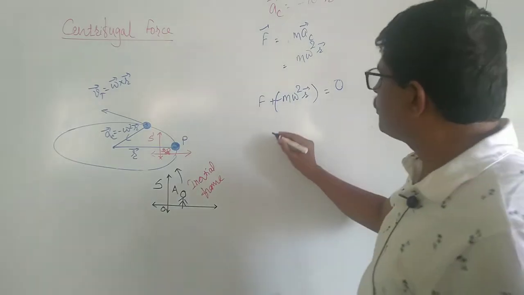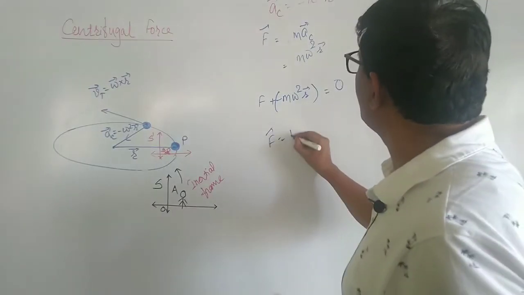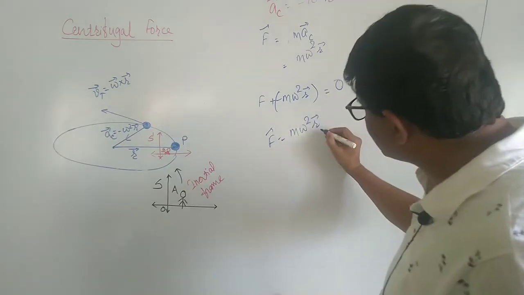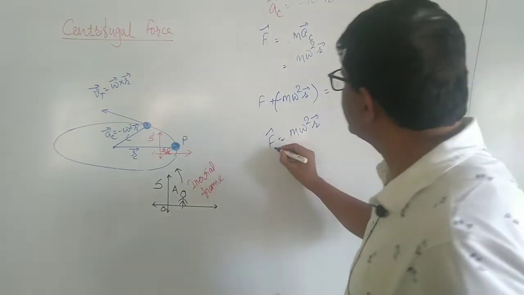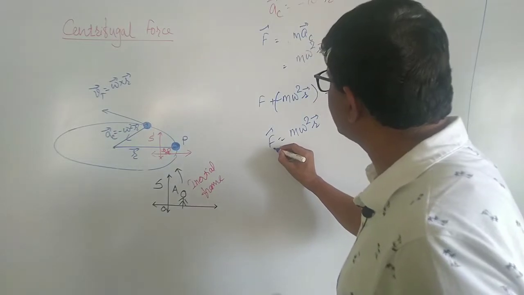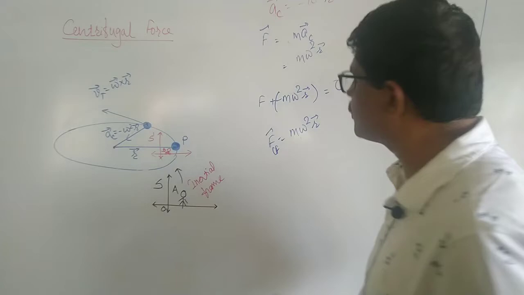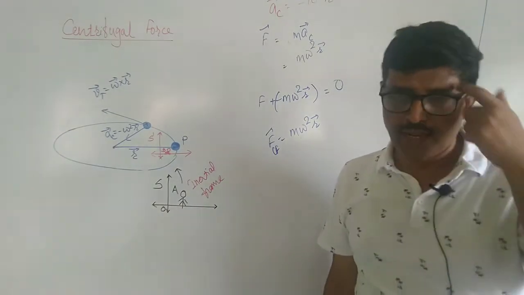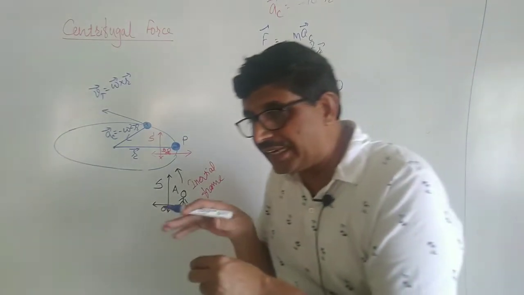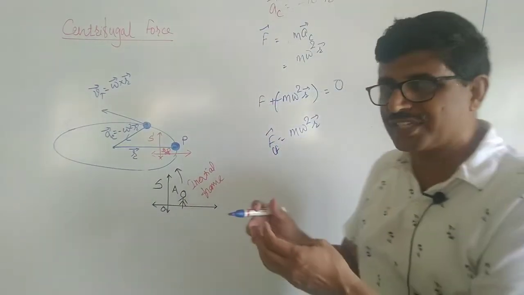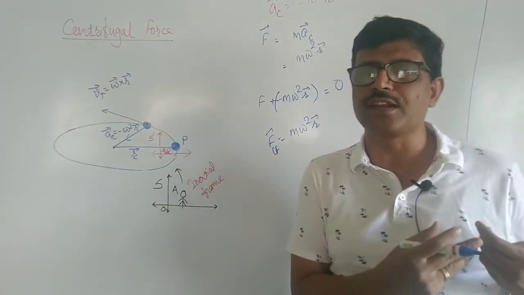This pseudo force comes out to be equal to m omega square vector r, and it is along the radius and directed away from the center. Therefore, it is called centrifugal force. Centripetal means center seeking force. It is towards the center. Centrifugal force is away from the center of the circle.